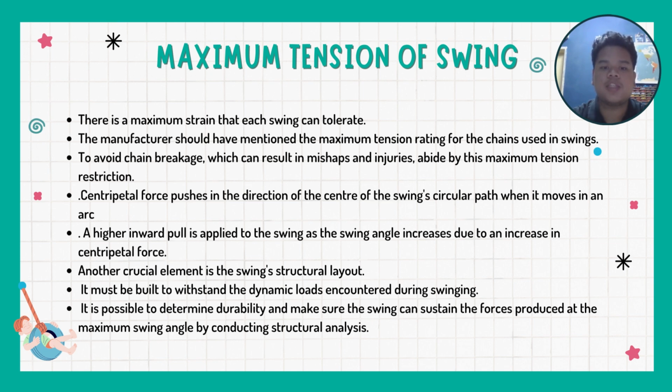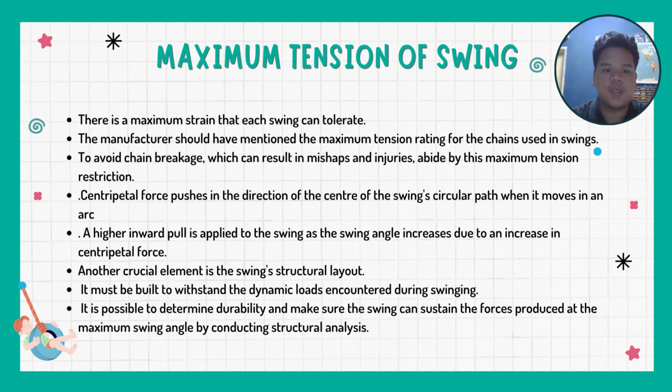The maximum swing angle is influenced by a number of variables. Centripetal force should be taken into consideration first. Centripetal force pushes in the direction of the center of the swing's circular path when it moves in an arc. A higher inward pull is applied to the swing as the swing angle increases due to an increase in centripetal force. So, an abnormally high centripetal force can be produced by exceeding the maximum permitted angle, often not more than 30 degrees, which can cause instability and possible tipping of the user.